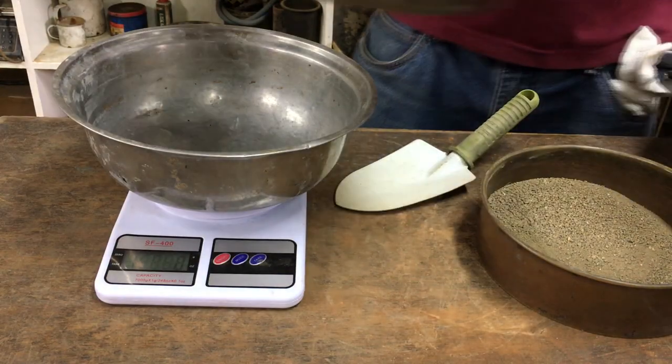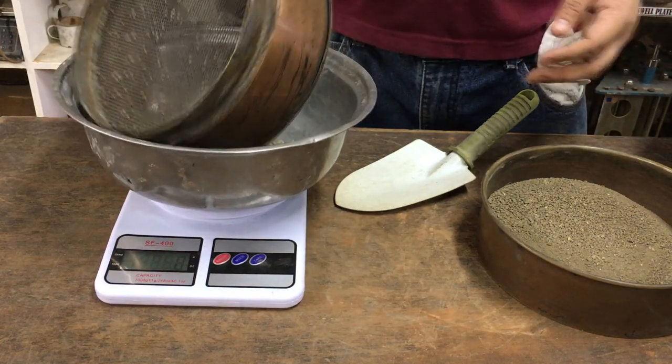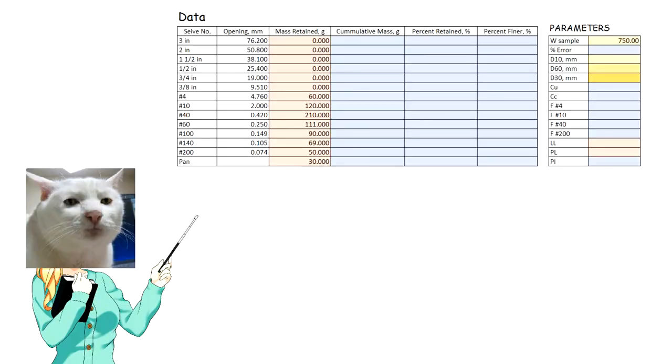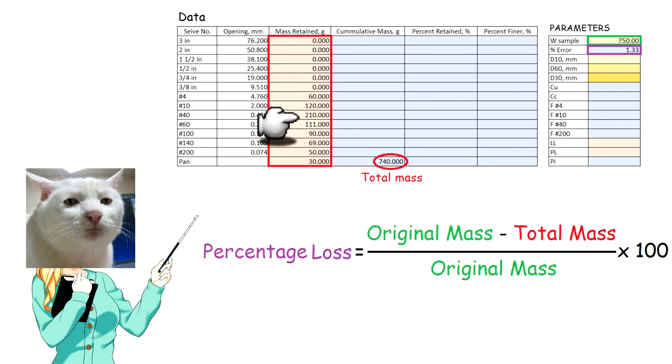Weigh and record each soil fraction retained on each sieve. Your data should look like this. Sum all the weights, then calculate the percent loss using this equation. The percent loss must be less than 2%, otherwise the data is unsatisfactory and must be repeated.